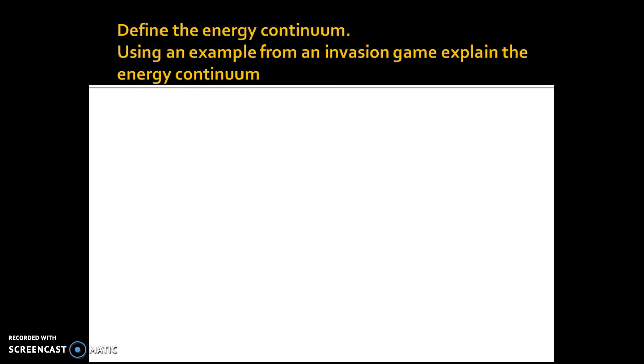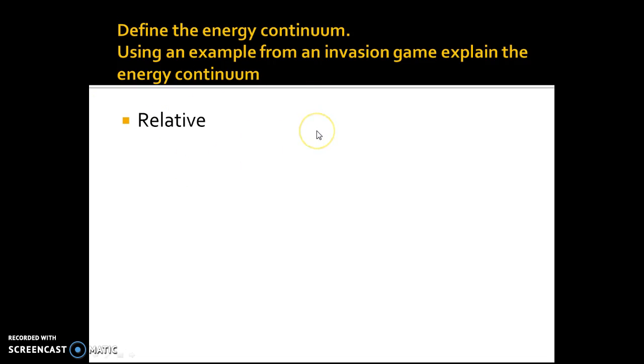Next question. Define the energy continuum. You get 2 marks for that. Use an example from an invasion game. Explain how the energy continuum works. So from there, you're looking for your key trigger word, relative.